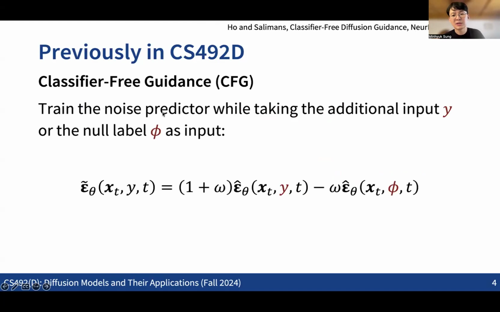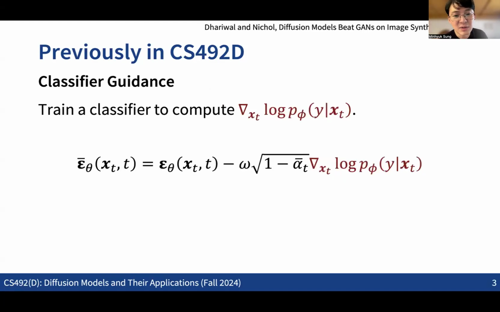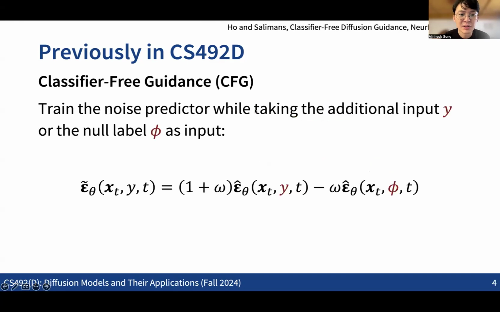The downside of classifier guidance was that it basically requires training an extra network, which is the classification network. And this can also be applied only to the cases where the extra input is the class labels. So the idea that was invented to improve classifier guidance was classifier-free guidance, which does not make any extra neural network, but has our noise prediction network take some extra input.